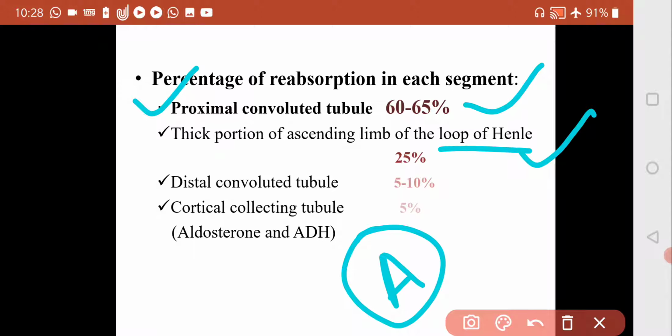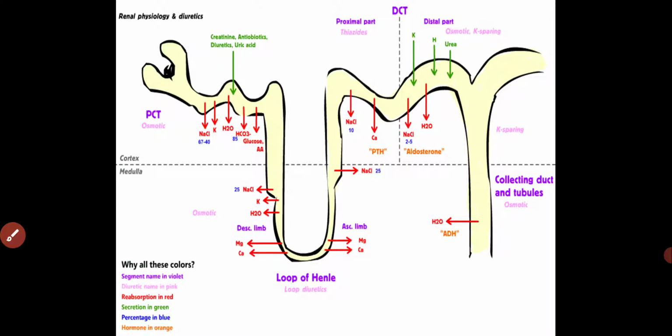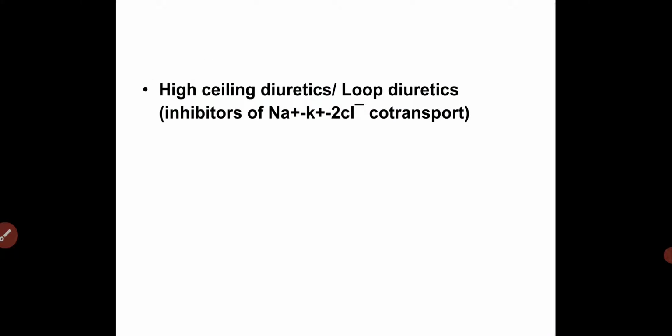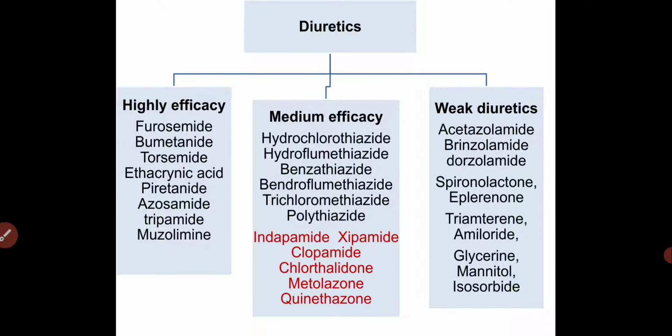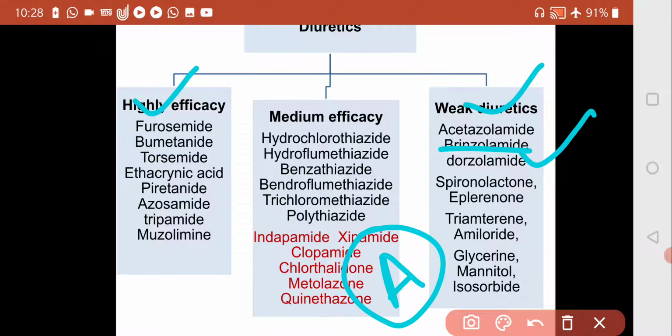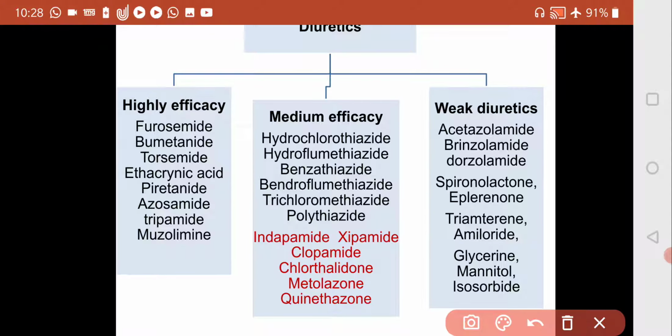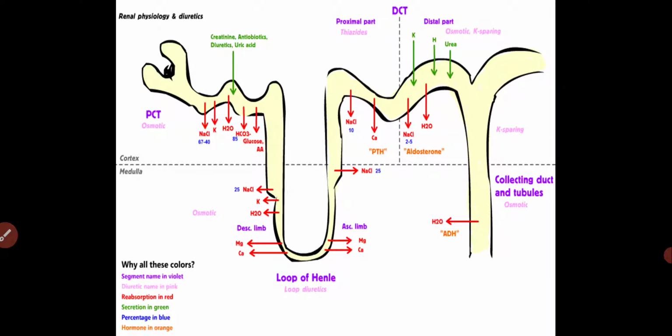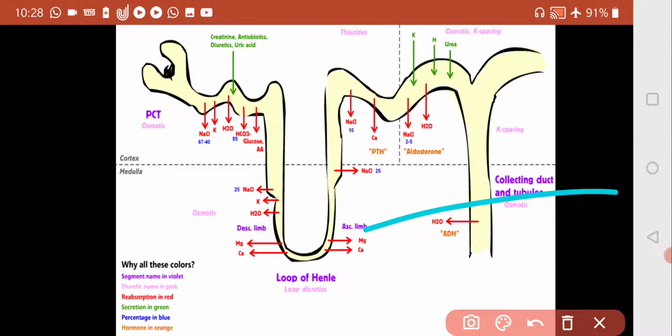So why does this occur? We conclude this answer in the acetazolamide part, so try to remember this. So that is the proximal convoluted tubule here.